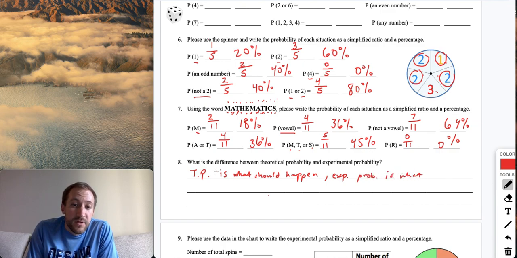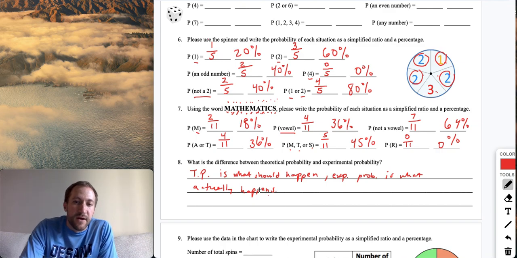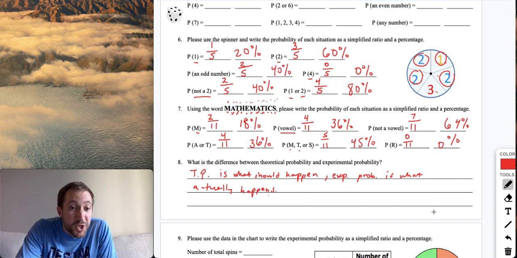But experimental probability, abbreviate that one as well, is what actually happens when you collect data and do an experiment. So if I know that flipping a coin 10 times, half those times should land on heads, half should land on tails, and I actually go and flip the coin 10 times, that's probably not going to happen. I might land on heads 7 times and tails 3 times. That's experimental probability. So theoretical is what should happen. Experimental is what actually happens.